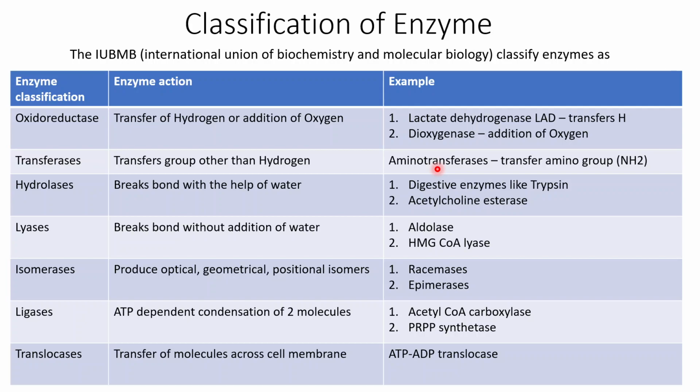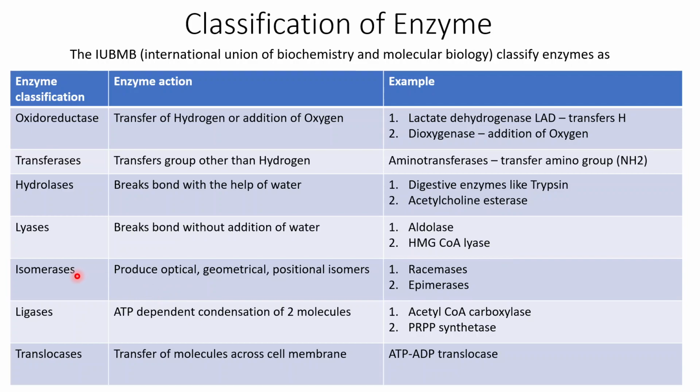Next we have hydrolases. So as the name suggests, hydrolases are enzymes which break bonds with the help of water. Okay, so hydrolases bring about cleavage or breaking of bonds with the help of water. Examples are all the digestive enzymes in our GI tract, most commonly trypsin, and acetylcholinesterase is another example. Next is again cleavage of bond but without the addition of water. So these are lyases. Okay, lyases also bring about breakage of bonds but without the addition of water. For example, aldolase and HMG coenzyme A lyase. These are enzymes which are lyases.